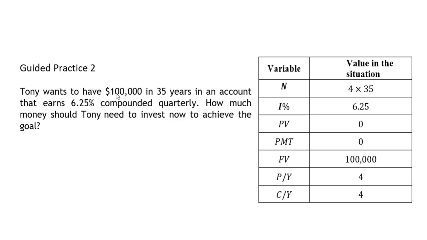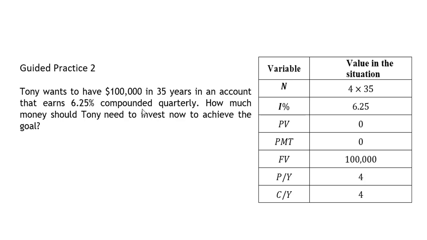Let's go to guided practice 2. Tony wants to have $100,000 in 35 years in an account that earns 6.25% compounded quarterly. How much money should Tony need to invest now to achieve the goal?